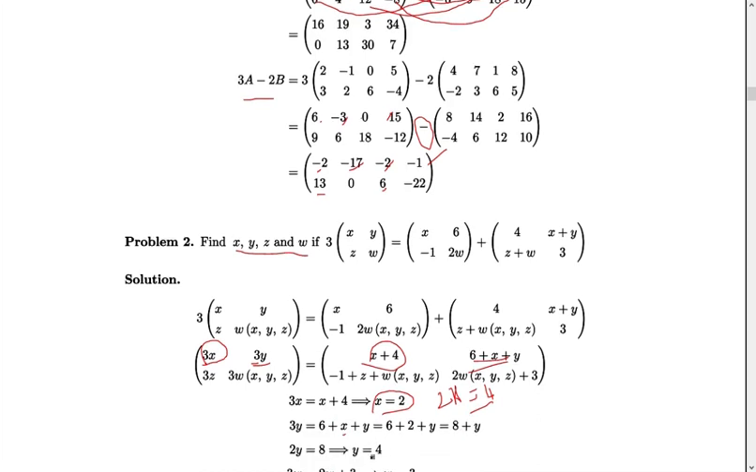So we are solving for y. 3y minus y is equal to 2y. 2y is equal to 8. Y is equal to 4.